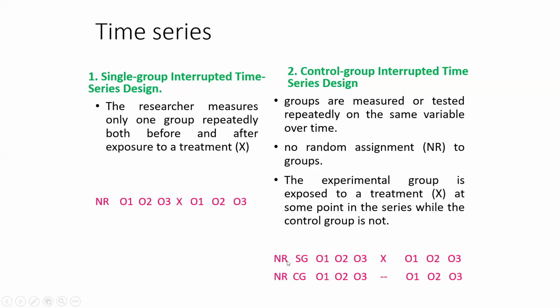So N is for non-randomization, and single group and study group and control group. So this is the difference. In time series, there are two types of time series research design. One is with a single group, called the single group interrupted time series design, and the other is the control group interrupted time series, where you can have your control group. The experimental group is exposed to treatment at the same point.